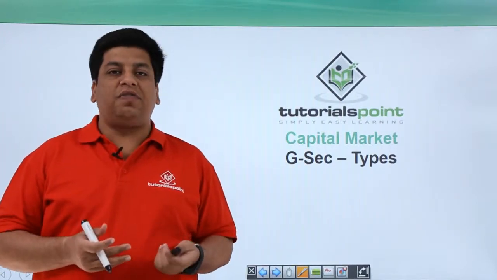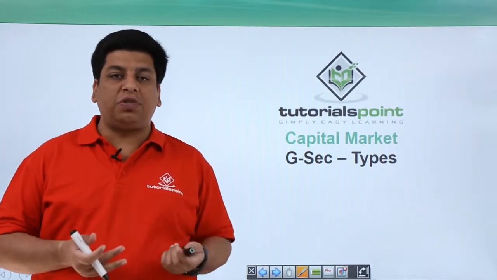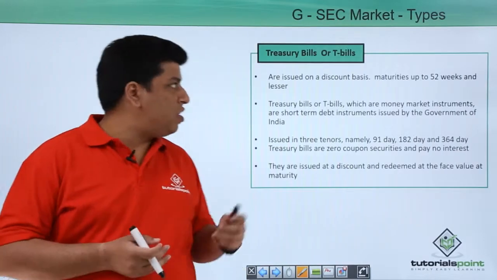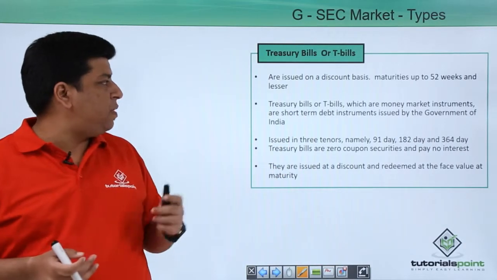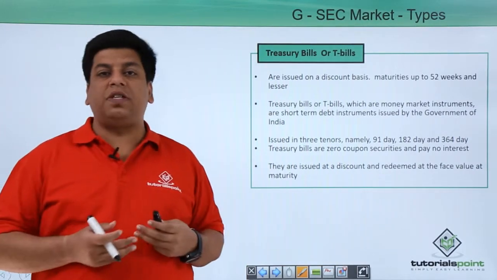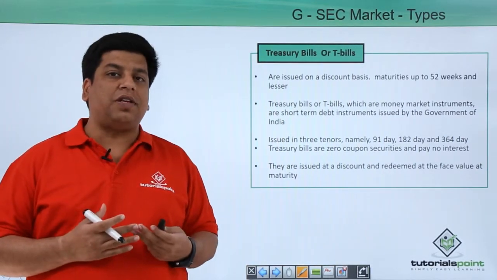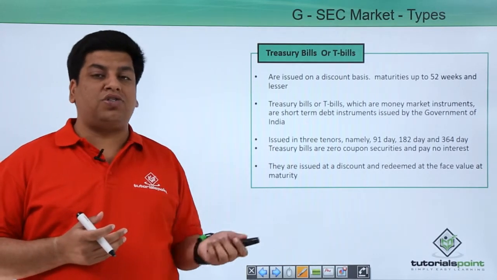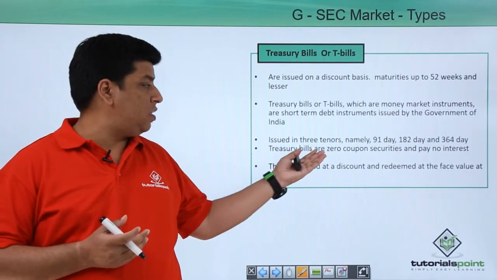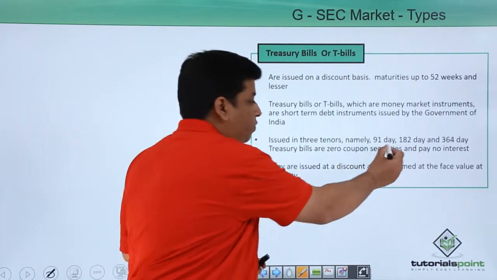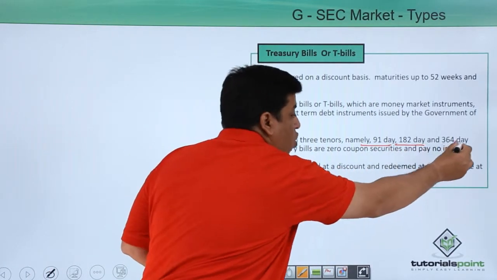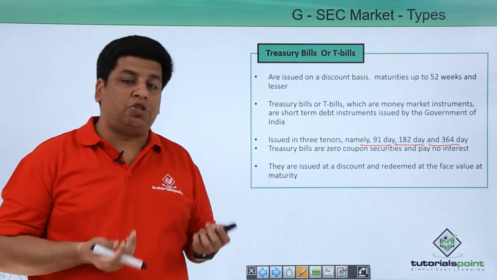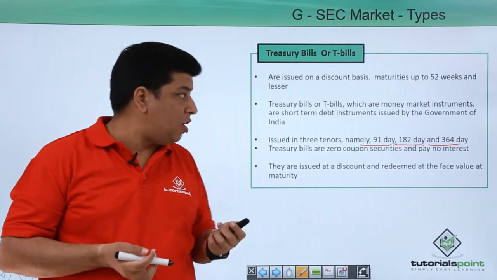Let's see what the different types of G-securities or government securities are. The first one is your T-bills or Treasury bills. Generally, Treasury bills are for a shorter duration, let's say 52 weeks or less. The tenure is generally in three categories: either 91 days, 182 days or 364 days. Those are the three categories of maturity for these securities.